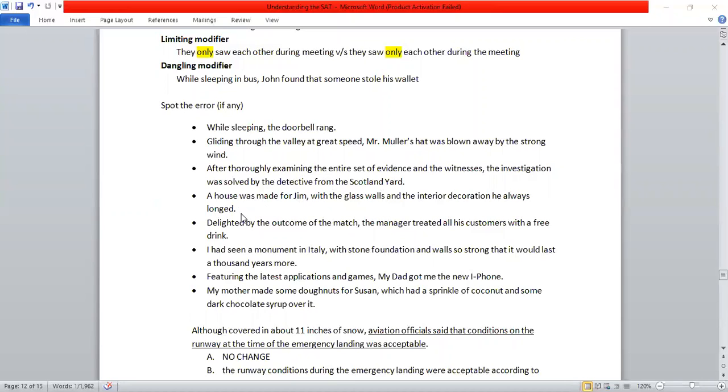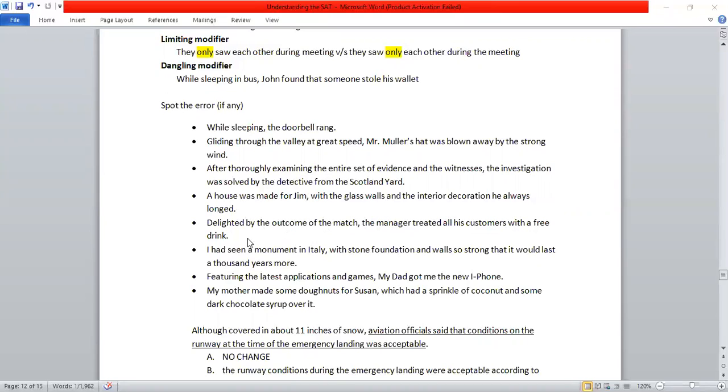Let's look at the next. Delighted by the outcome of the match, the manager. So now, who is delighted by the outcome of the match? The manager. Can she be delighted or can he be delighted? Yes. So keep it. Treated all his customers with a free drink. Nothing wrong with the sentence. Delighted by this, the manager treated the customer with a free drink.